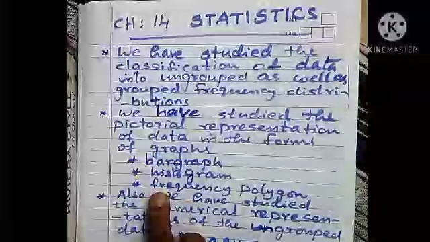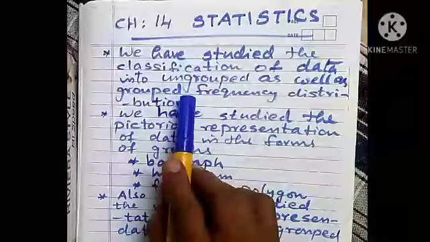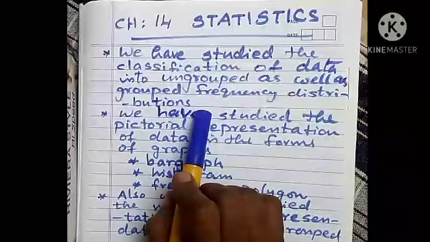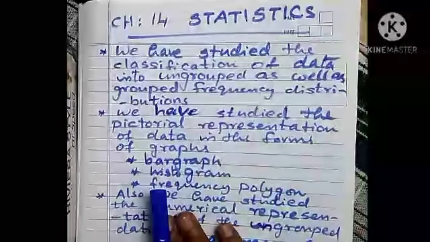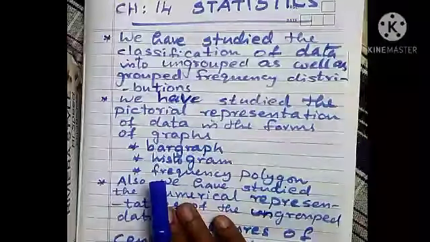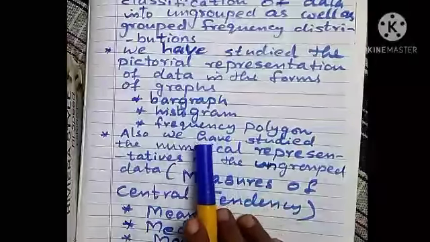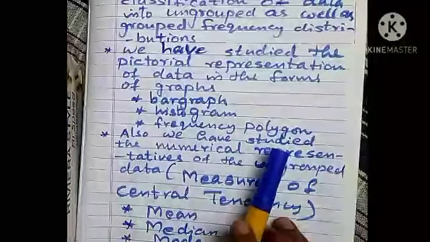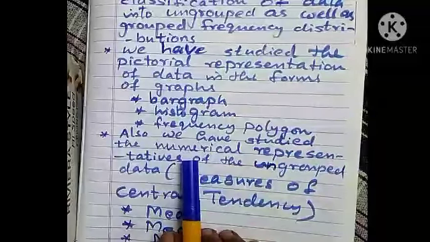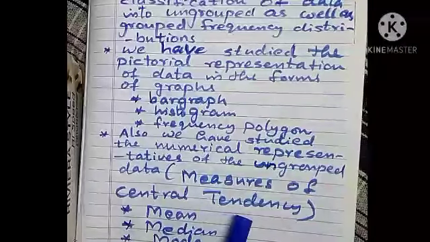Chapter 14 Statistics. We have studied the classification of data into ungrouped as well as grouped frequency distributions that you have studied in earlier classes. We have studied the pictorial representation of data in the form of graphs, that is bar graph, histogram, frequency polygon, etc. Next, we have also studied the numerical representatives of the ungrouped data, that means measures of central tendency.